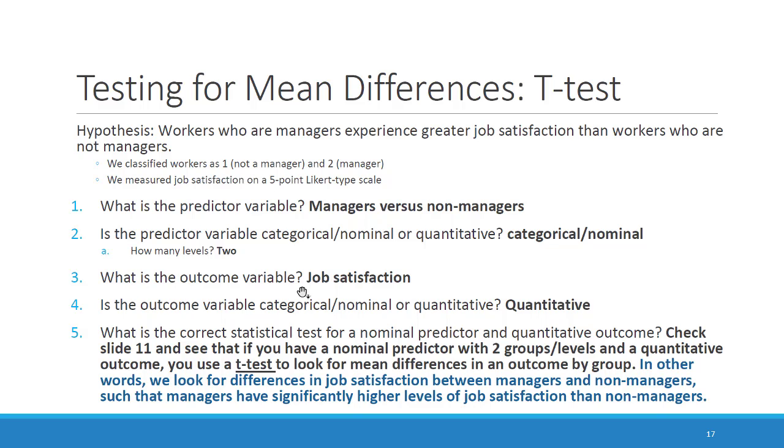What is the outcome variable? Well, that is job satisfaction. Is the outcome variable categorical, nominal, or quantitative? It's quantitative, right? And how do we know? Because we have a 5-point Likert type scale.